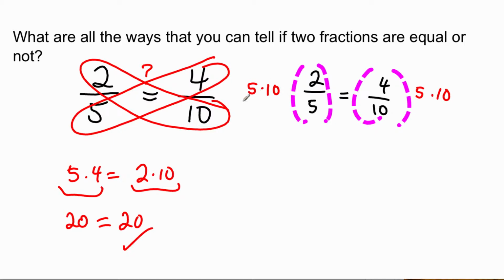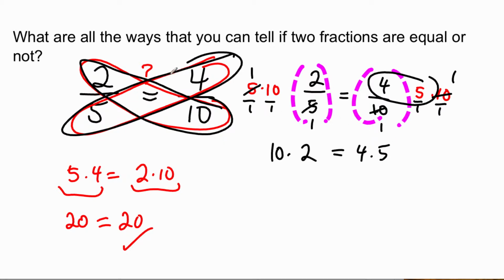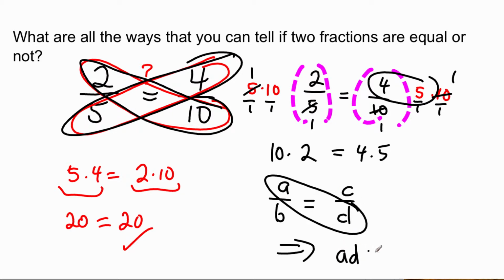If I were then to take my numbers, which are, remember, just fractions, and multiply, I can cross-reduce. And you'll notice that what I end up with on the left is 10 times 2, which is what this cross product was. And on the right side, 4 times 5, which is what the other cross product was. So if two ratios are equal, it means that the cross product, in this case A times D, will equal this cross product B times C.